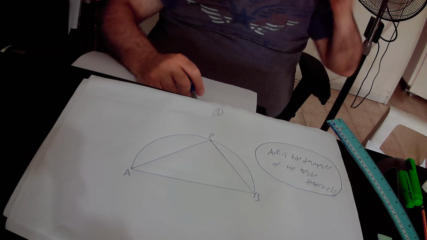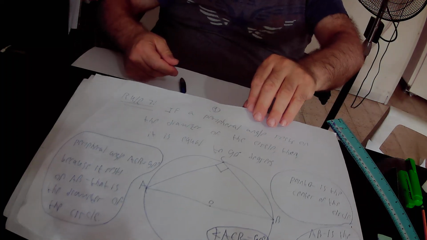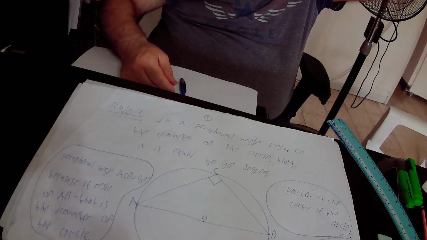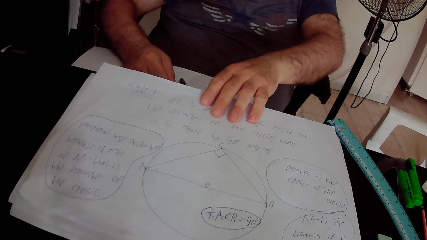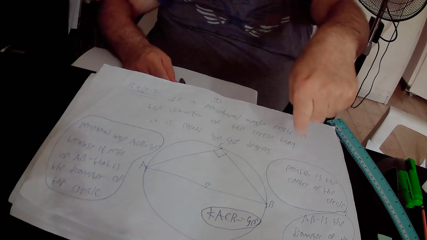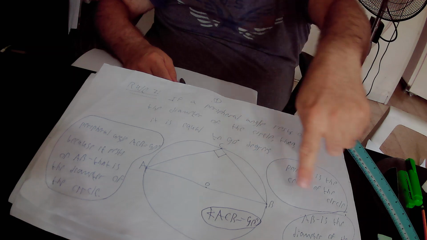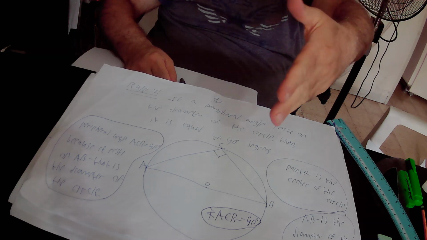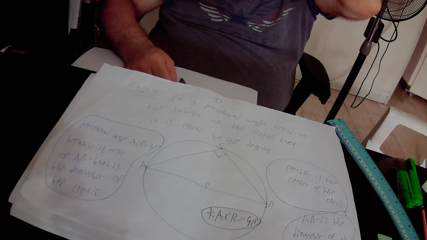So here we can implement rule 7. I'll repeat quickly on rule 7. According to rule 7, if a peripheral angle is subtended on the diameter of the circle, then it is equal to 90 degrees in its size. So we have here a circle, and AB is the diameter of the circle, and we have a peripheral angle ACB that is subtended on AB, that is the diameter of the circle. Therefore, peripheral angle ACB must be equal to 90 degrees in its size because it is subtended on AB, that is the diameter of this circle.